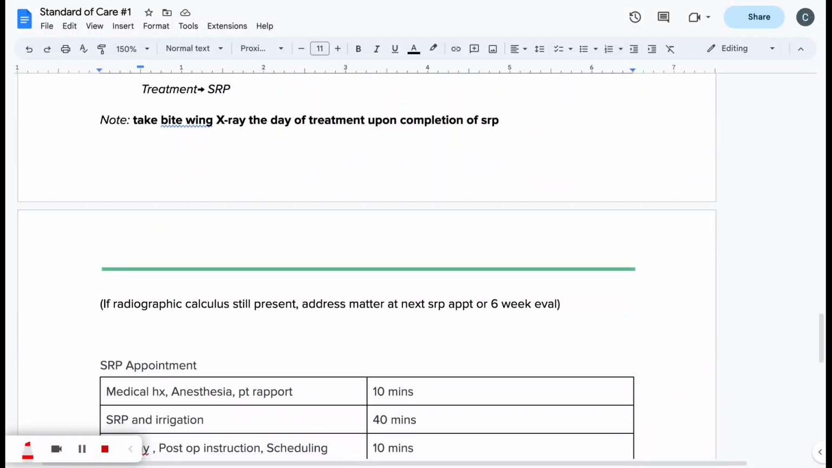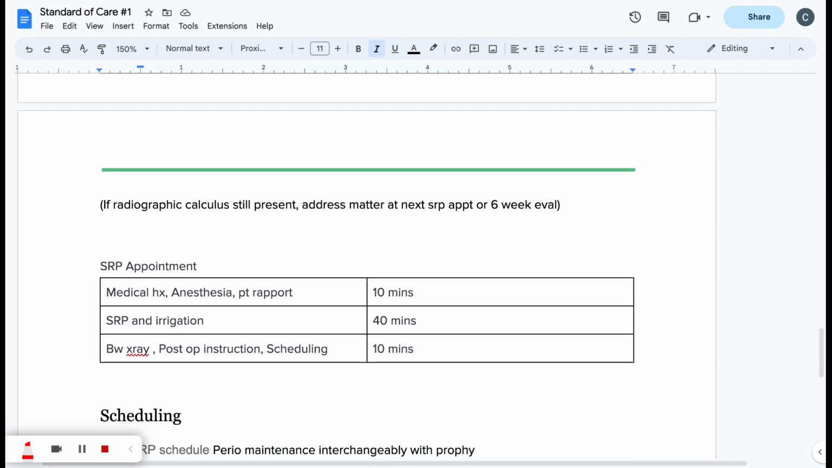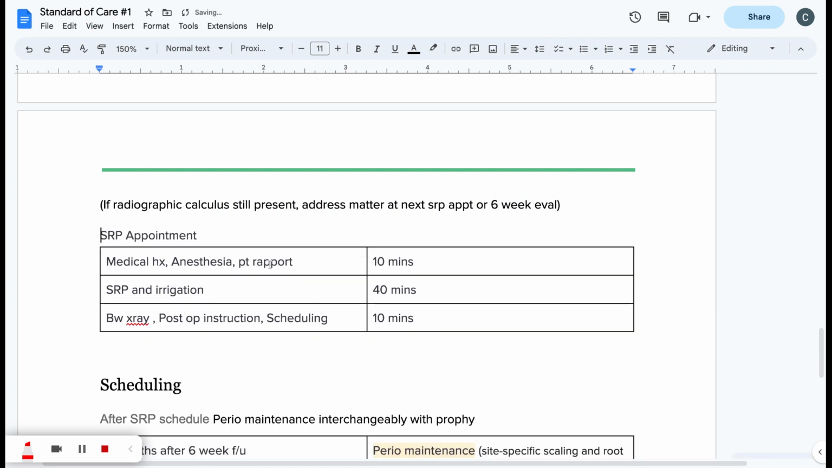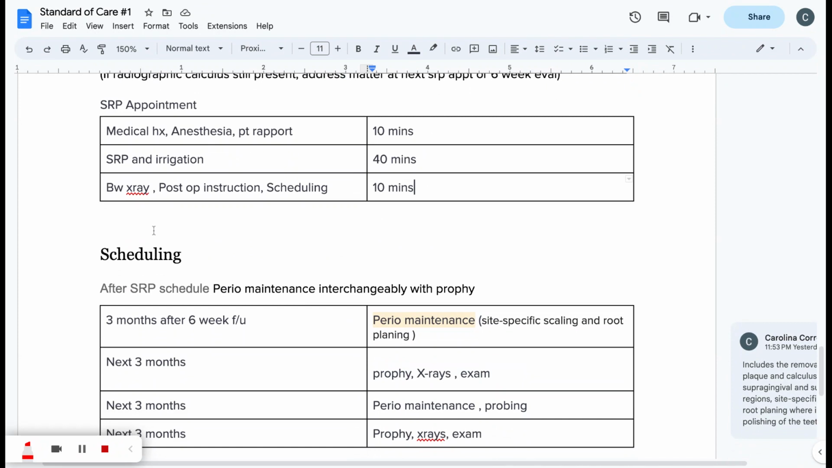Okay, moving forward. Please take bitewing x-rays after the SRP is completed. If by any chance there's still radiographic calculus, please address the matter at the next SRP appointment or the 6-week evaluation. There's absolutely no radiographic calculus to be left behind. We have to make sure that it is all fully removed before we move forward with the next recall.